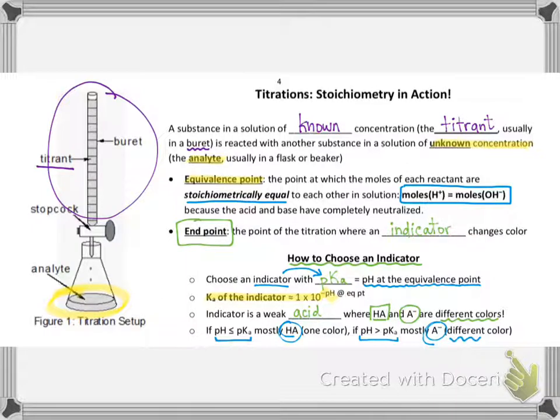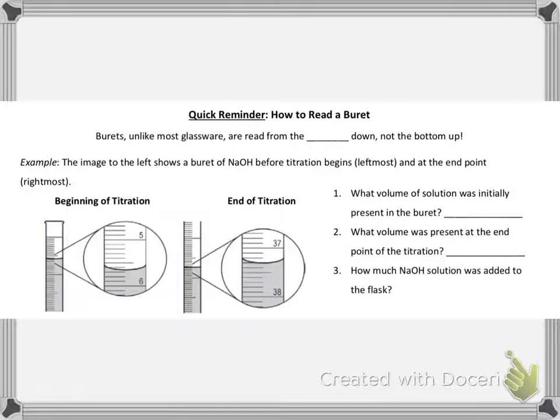Okay, quick reminder, if you're doing a titration, you're probably using a burette, and you need to know how to read it. And burettes are read from the top down. Just to make sure you remember, take a moment. I want you to measure what volume of solution was found in the burette here, and what volume of solution was found in the burette at the end of the titration. And when you're done with that, go ahead and unpause the video and check your answers.